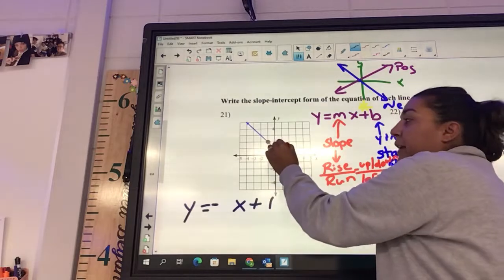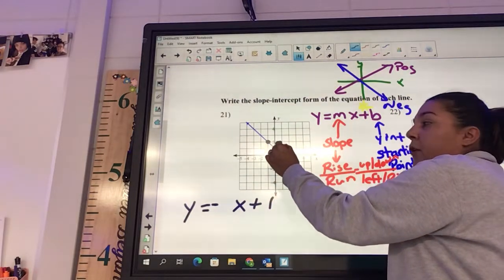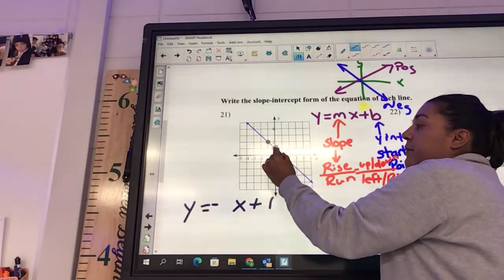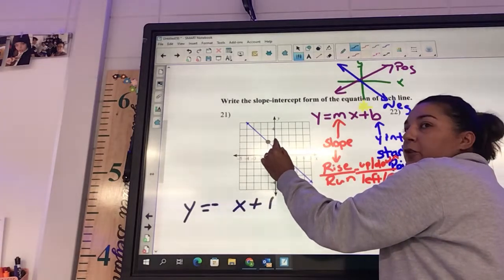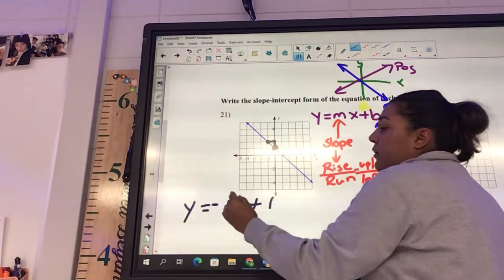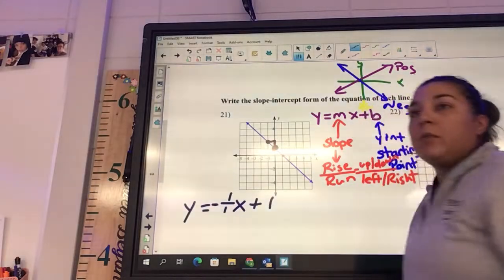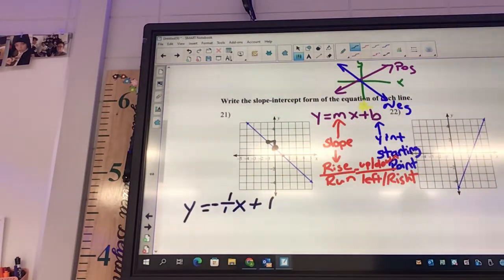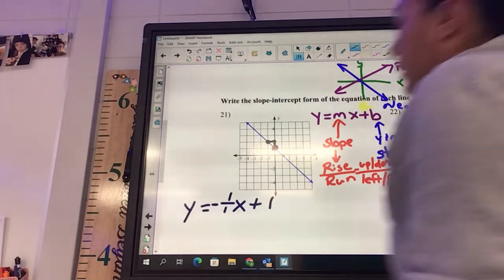From here to here, how much do we rise? 1. We rise 1, and how much do we run? Over 1. So it's 1 over 1 is our slope. Okay, and then this one is done. Let's do our next one.